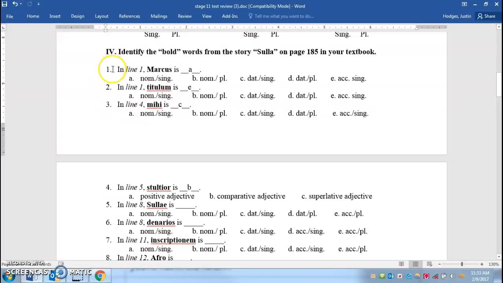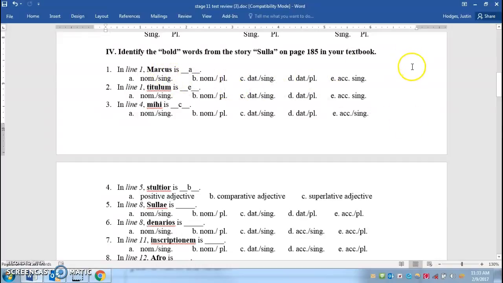Section 4 is a lot like some of the questions you'll see on the test, where you'll be asked to identify how words are being used within a story. This section is based on Sola in your textbook. However, most of these questions can be answered just by simply looking at the endings of each of these verbs, or the endings of the adjectives, or the endings or forms of the verbs and nouns. I'll show you what I mean.